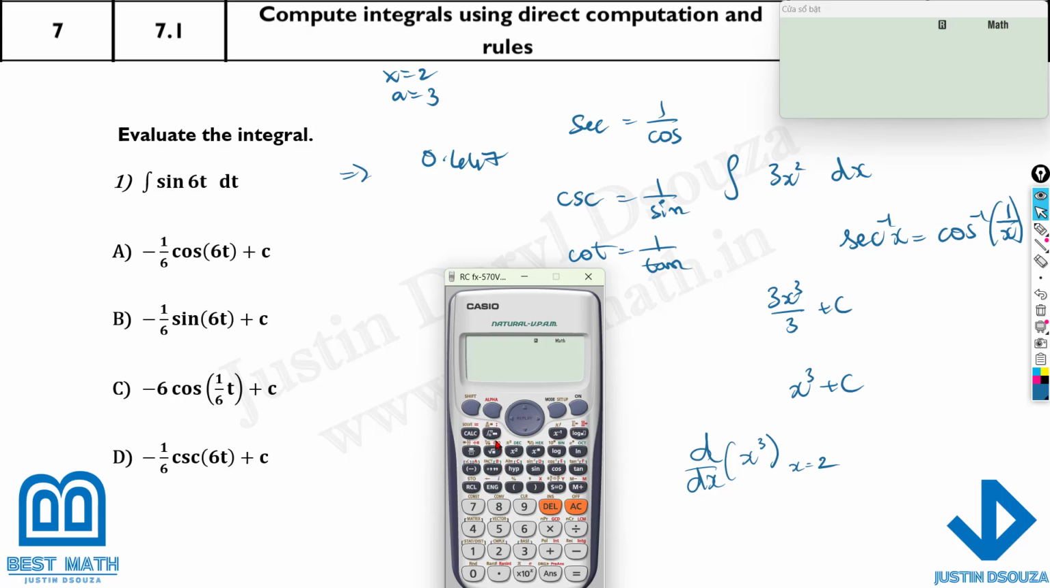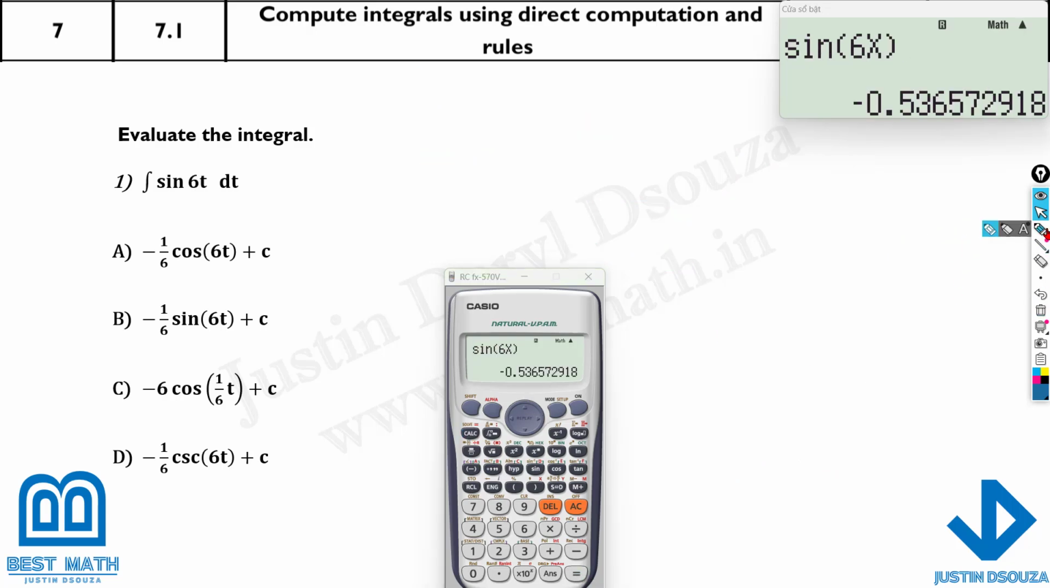Here we have to just put this part. Now make sure it's in radian mode. It's already in radian mode, but otherwise you should press shift mode and 4. Then let me type in sine 6 times x. Close the bracket and calculate at x equal to 2. It is, let me write it out over here, minus 0.5365.